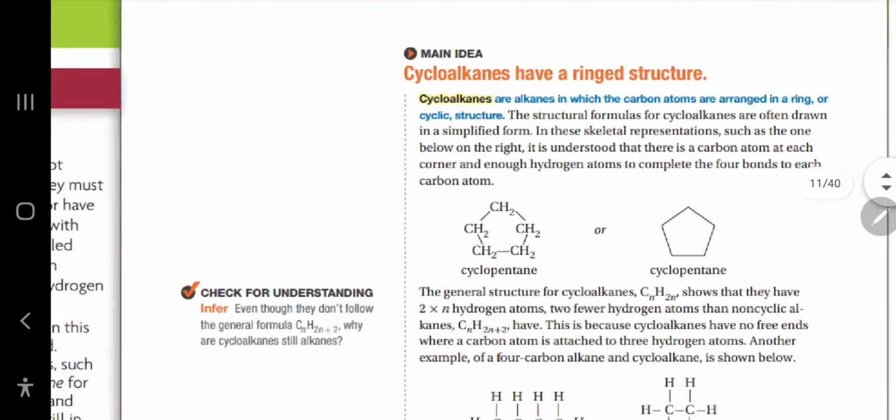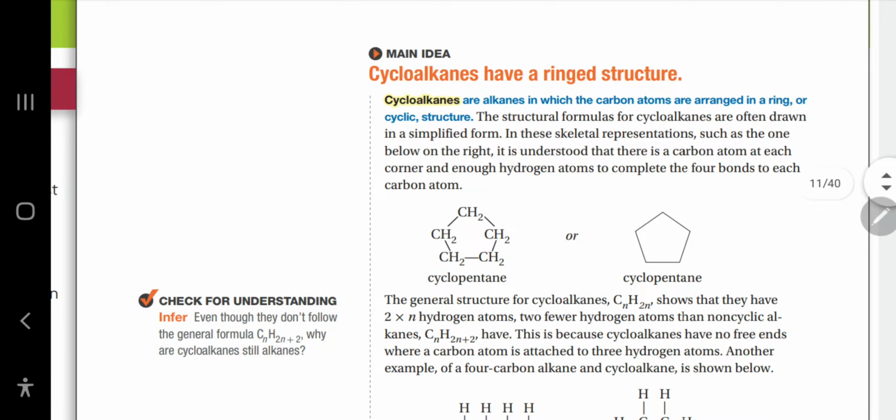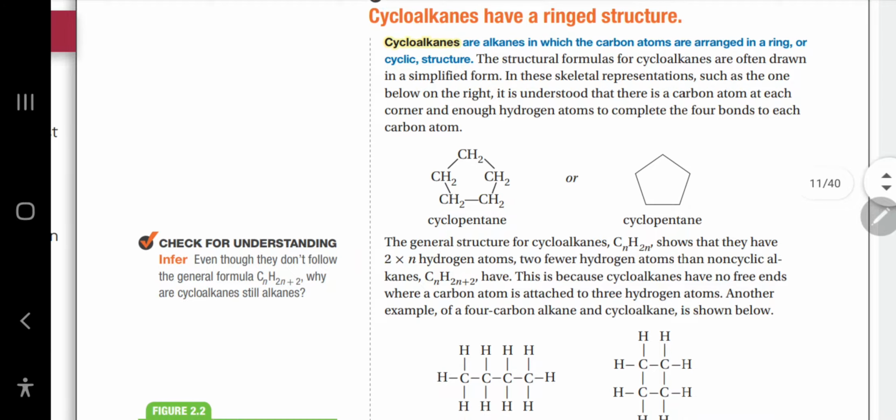We also have alkanes that could form a ring structure, and in this case we call them cycloalkanes, in which our carbon atoms are arranged in a ring or cyclic structure. We could have a ring with 5 carbon atoms, which will be cyclopentane. So we just add the word cyclo before the name. So instead of saying pentane, which is C5H12, we add cyclo to get cyclopentane.